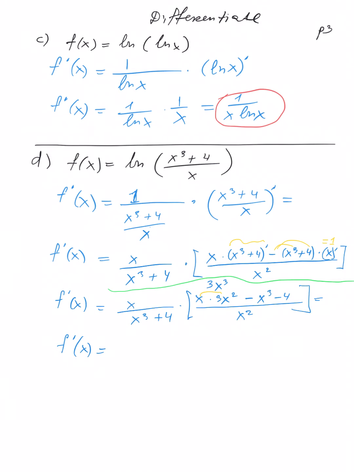So what I have here is a numerator of x times 3x cubed minus x cubed minus 4, and a denominator of x cubed plus 4 times x squared. I can see that I have x times x, which will cancel one of the x's. And let's see what else we can do.